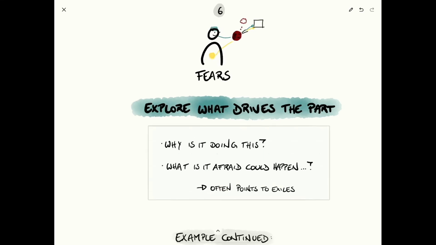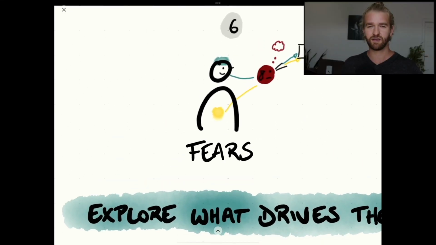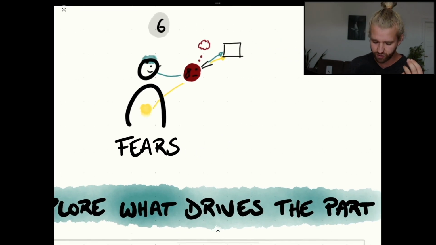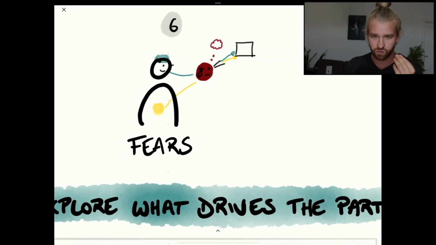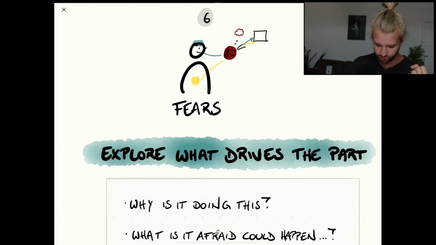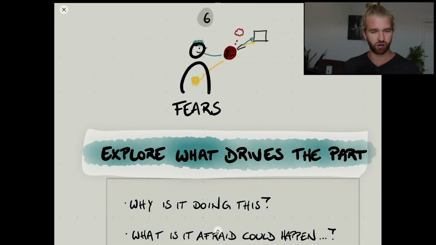And once there is a relationship, once the part is aware of the Self and it has relaxed a little bit, we can get to the sixth F, being fears. A lot of times it can be incredibly helpful to explore the fears a part has. What is it worried about? To understand what drives the part so strongly. Parts, protectors, are spending so much energy, so much time on their strategies, which they often don't even want to do, but they feel like they have to.